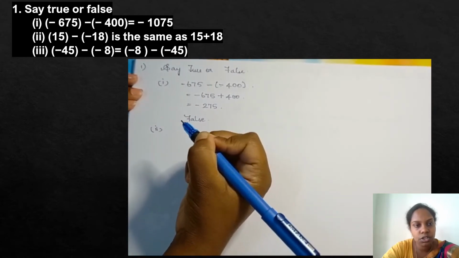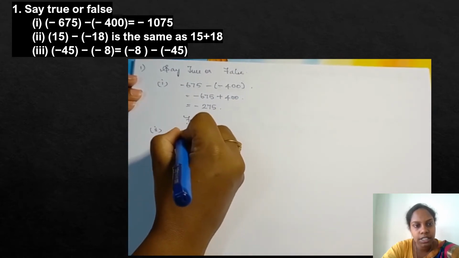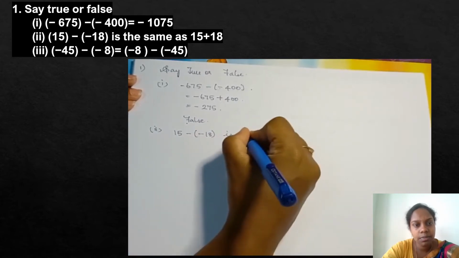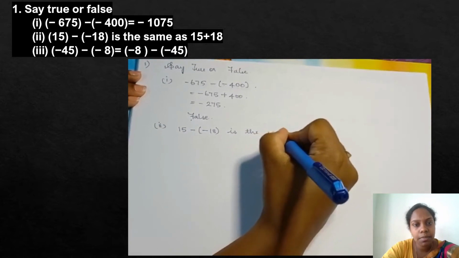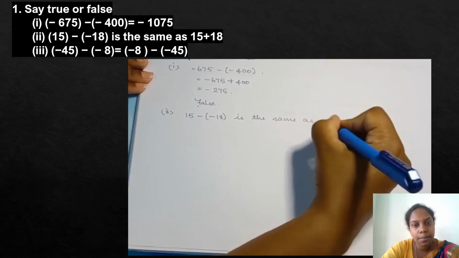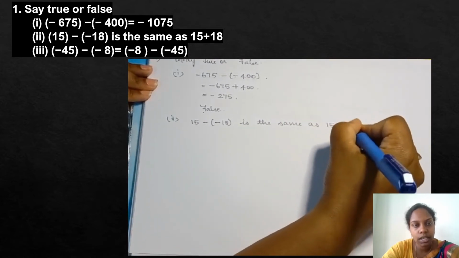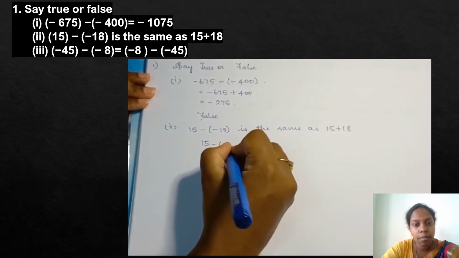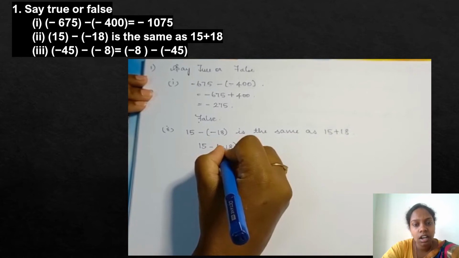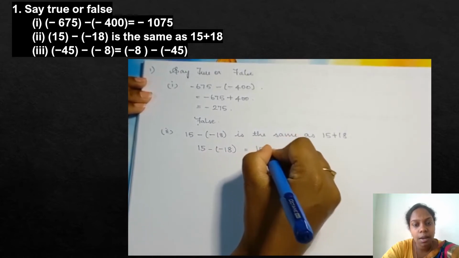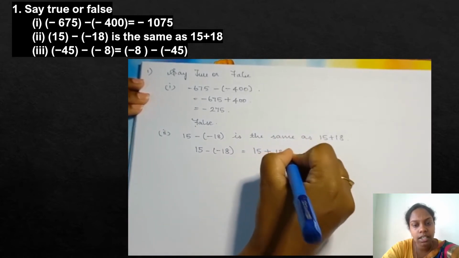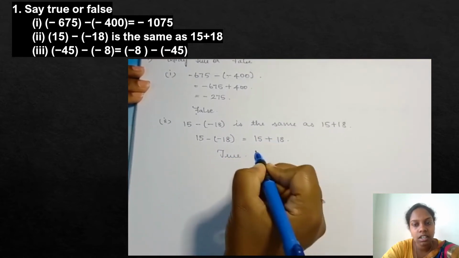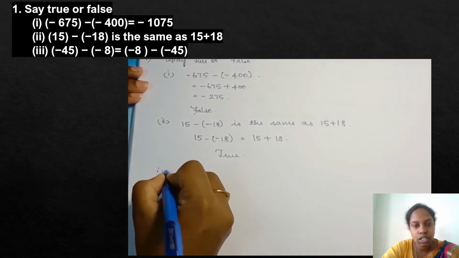The second subdivision is 15 minus of minus 18 is the same as 15 plus 18. Okay. Now 15 minus of minus 18. Using those additive inverse, minus into minus will give you plus. So it is 15 plus 18. So it is the same, which is true.